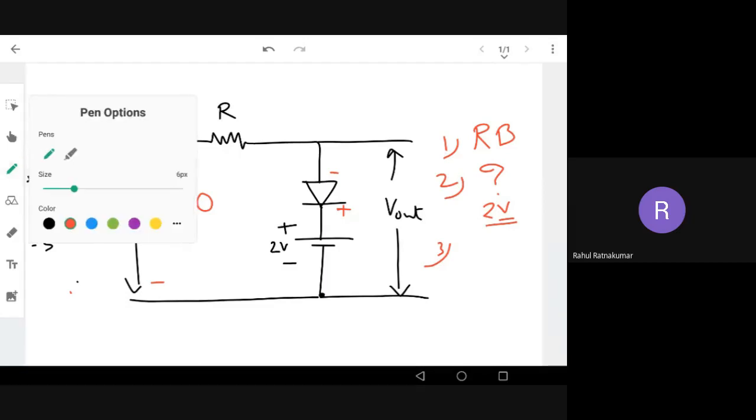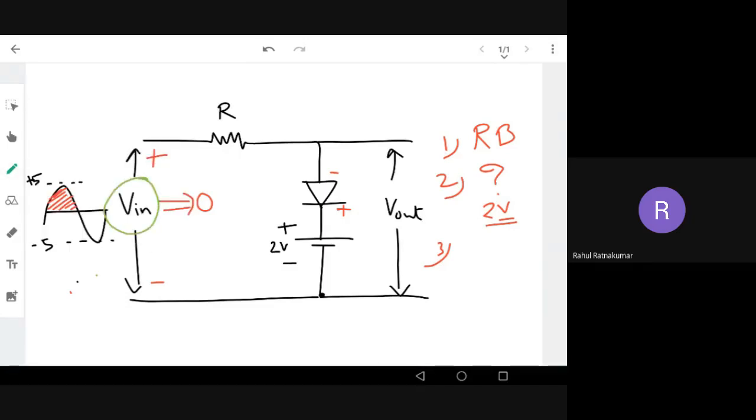Now we'll come to the input. Whatever input we give which is less than 2 volt, the diode will remain in cutoff, right? Because my diode needs some voltage. If this voltage is more than 2 volt, then the diode is on. If this voltage is less than or equal to 2 volt, the diode is off. So the question can be divided into two parts. The first condition is when V in is greater than 2 volt. The second condition is when V in is less than 2 volt.